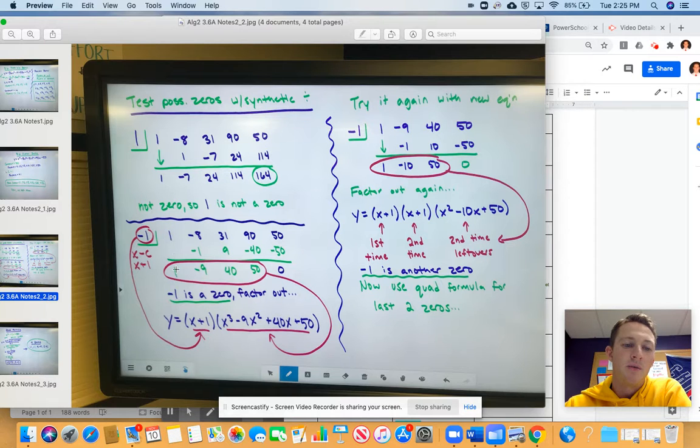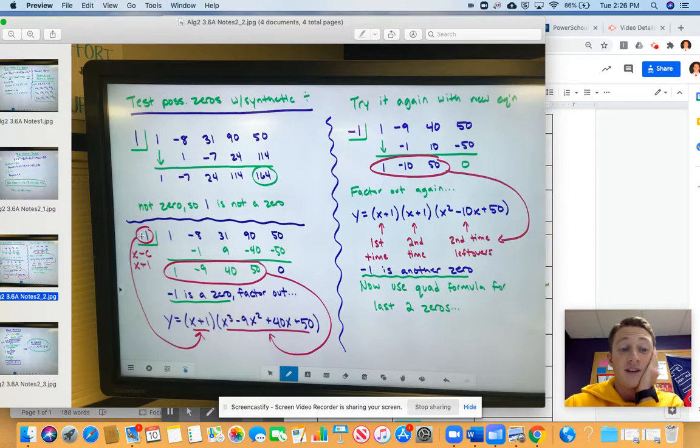So drop the 1 down. Negative 1 times 1 is negative 1. That's negative 9. That's 9 when we multiply. That's 40. That'd be negative 40 up here. That's 50. Negative 50 when we multiply. That's 0. So since this remainder is a 0, negative 1 is a 0.